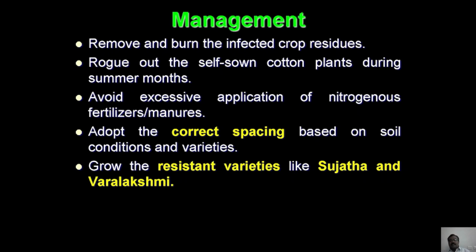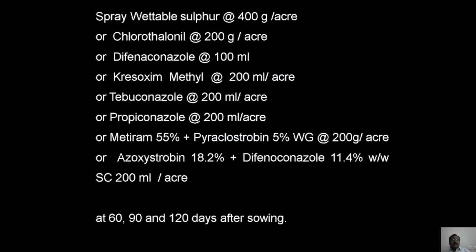And then grow some of the resistant varieties like Sujata as well as Varalakshmi to escape the infection. For managing the disease in the grown-up plant, you can go for application of any one of the fungicides listed in the slide. Ultimately, the triazole group, which includes difenoconazole, tebuconazole or propiconazole, or the latest generation fungicide azoxystrobin, or the combination fungicide azoxystrobin plus difenoconazole, can be used at 60, 90 and 120 days after sowing, which will be highly helpful in reducing the incidence under field conditions.